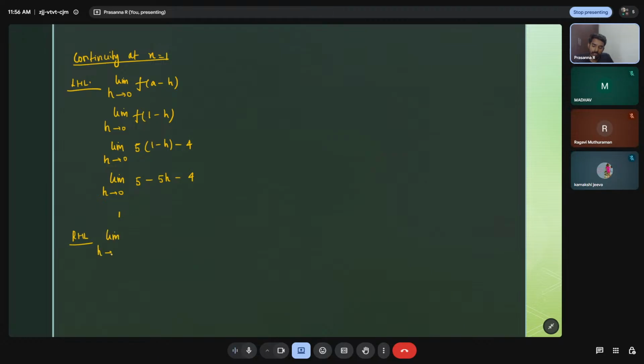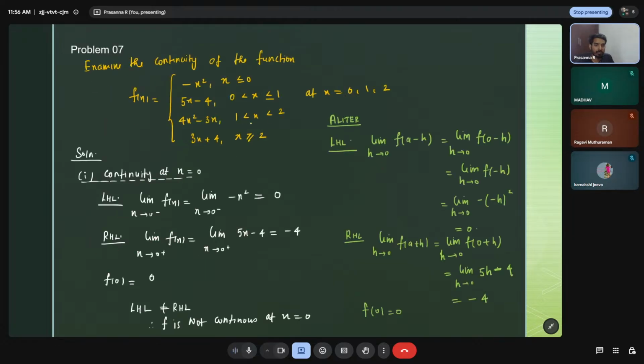Now you find RHL at 1. So limit h tending to 0 f of a plus h. So limit h tending to 0 f of 1 plus h. Where is your function? 1 plus h, here is your function.